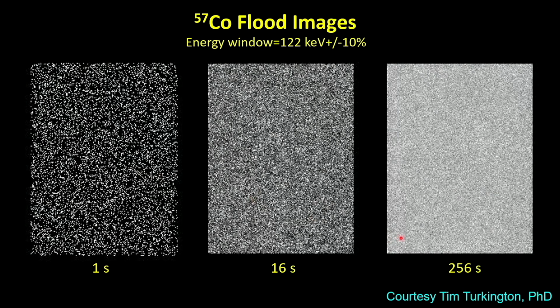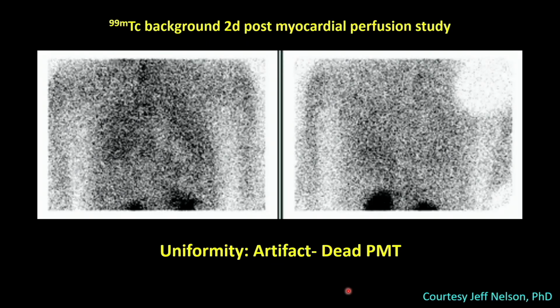So the image for 256 seconds, it's a square root of the number of counts, but you can see it gets better and better as you image longer, so you get a smoother image for the flood, and you want this to be totally uniform. If it's not, you can lead to artifacts like this.